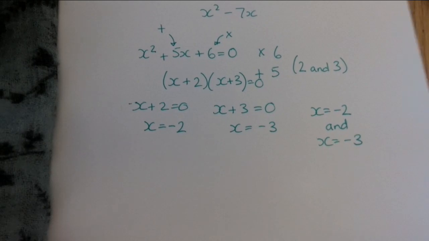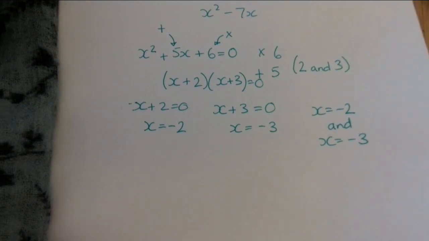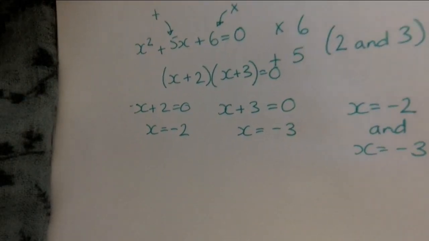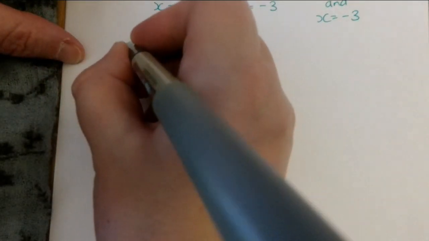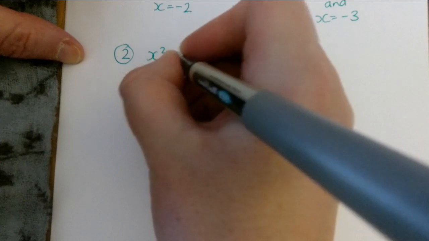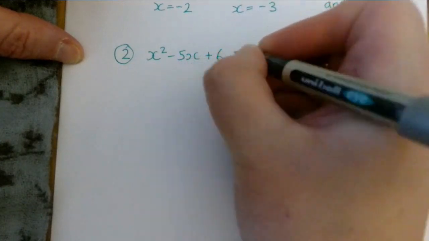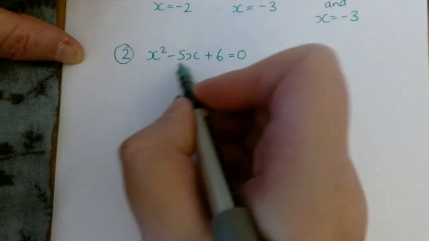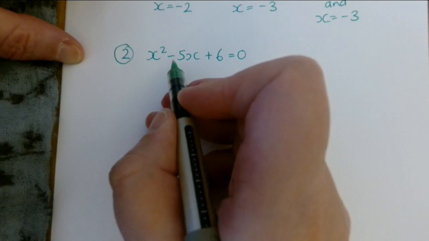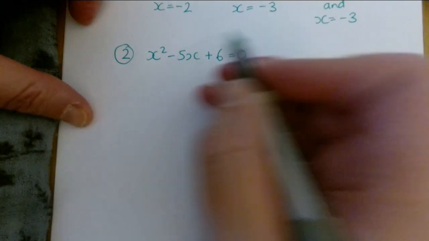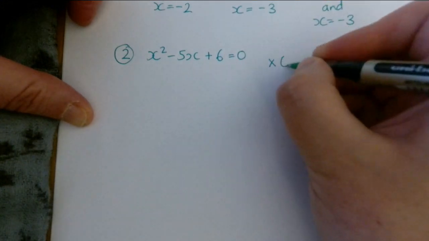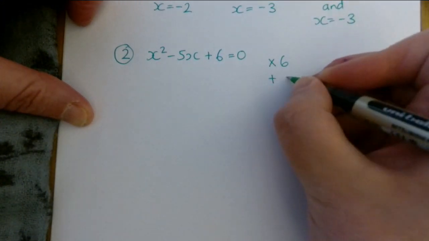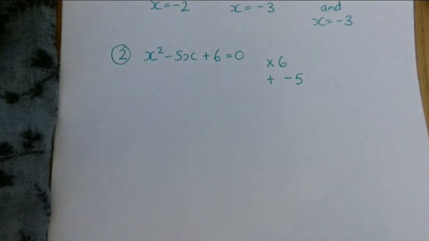That's our first example. Let's try one that's slightly different, but not much different. So example number 2. X squared minus 5x plus 6 equals 0. So difference here. We've got a minus 5 instead of a positive 5. Exactly the same method, 2 numbers times to make this end one, which is 6, but add to make minus 5 this time.